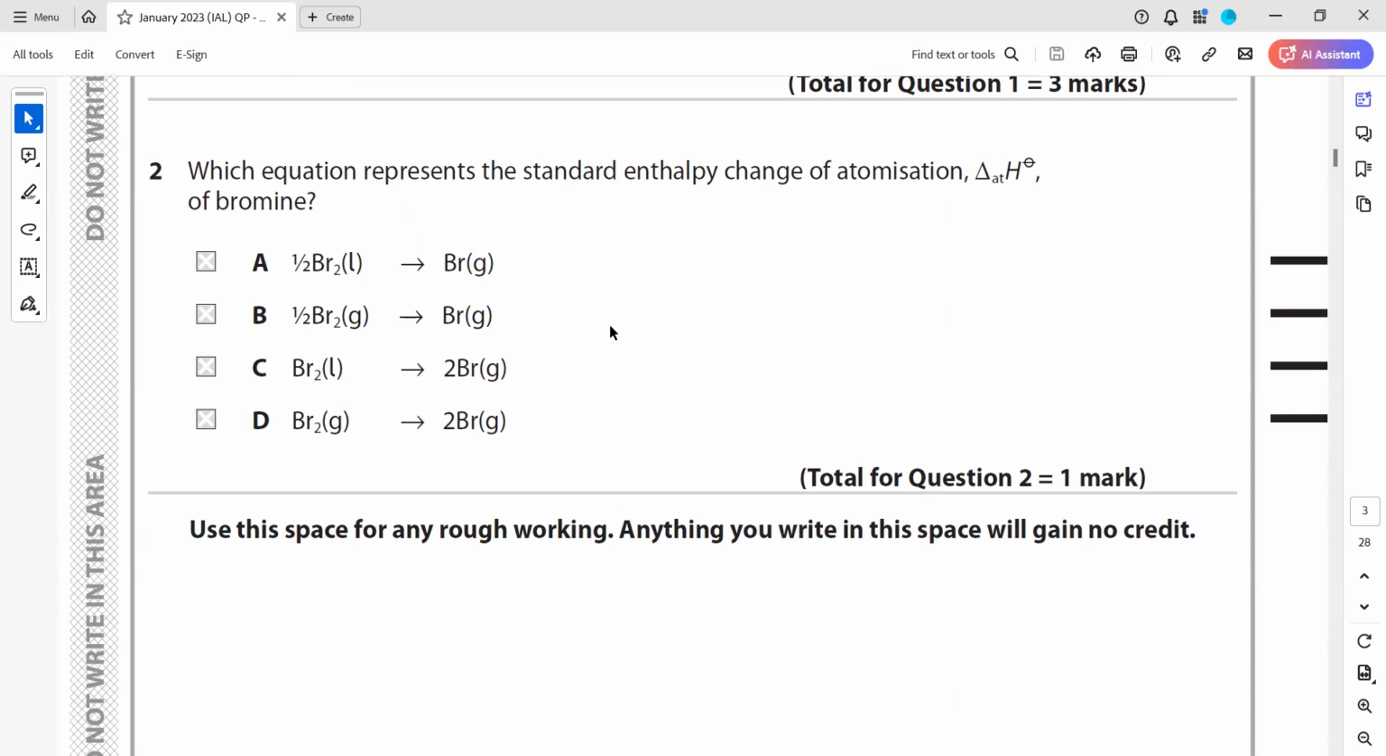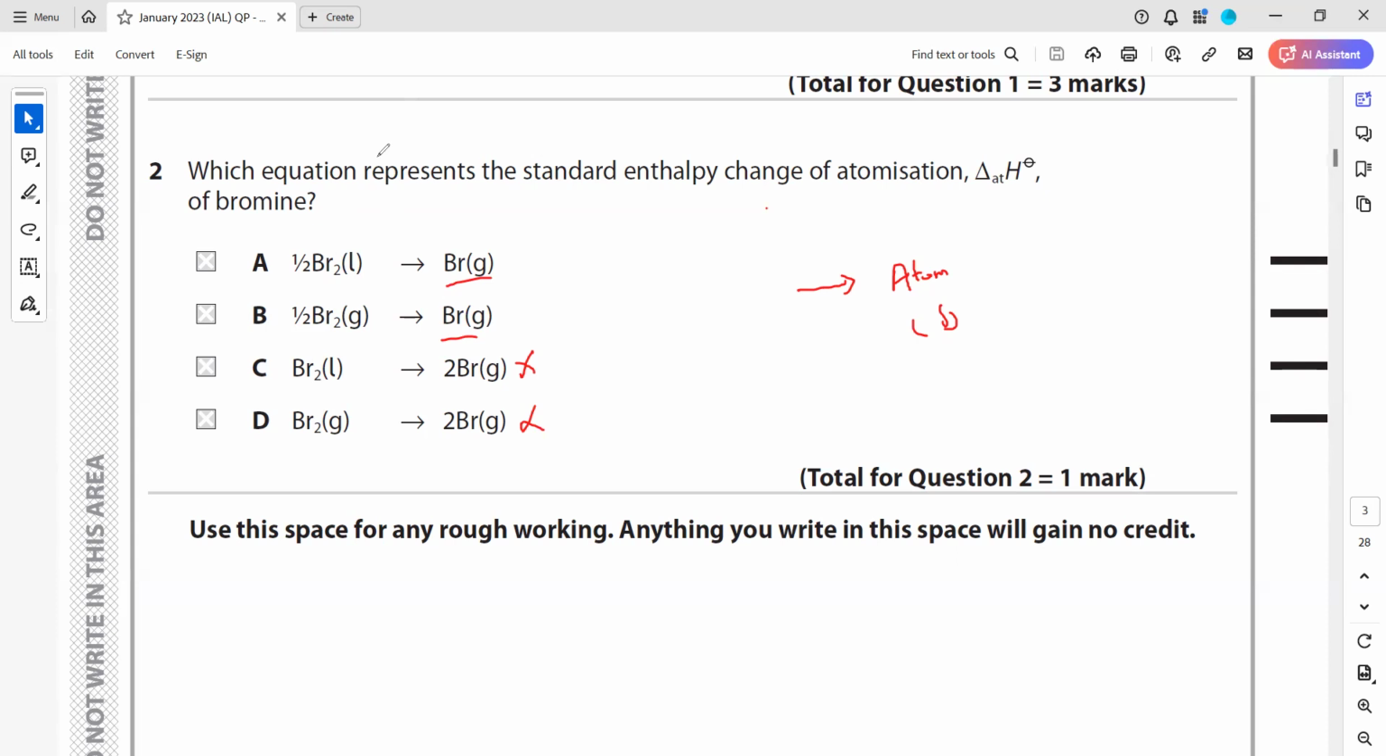Question 2. Which equation represents the standard enthalpy change of atomization? In atomization, we should produce atoms in a gaseous state. So we are producing 1 mole of atoms in a gaseous state. When 1 mole of atoms is produced from its element, we call that atomization. So here both of these two are atomization, so A or B can be answered.